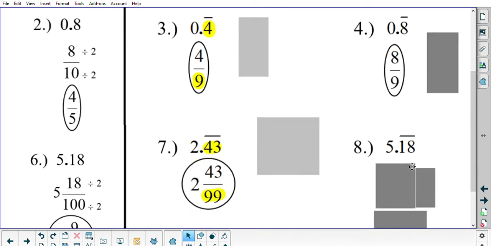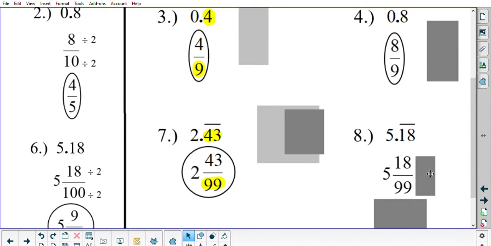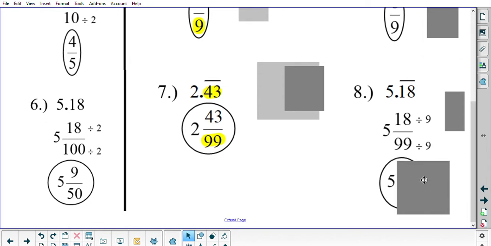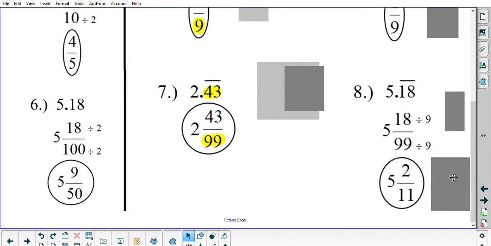Number 18, 5.18 repeating is 5 and 18/99ths. Now, I did not circle that. Both 18 and 99 are divisible by something. Do you recognize your multiples of 9 when you see them? You should know 18 is a multiple of 9. You should know 99 is a multiple of 9. Now, they also are both divisible by 3, but the quickest way of doing it is dividing them both by 9.